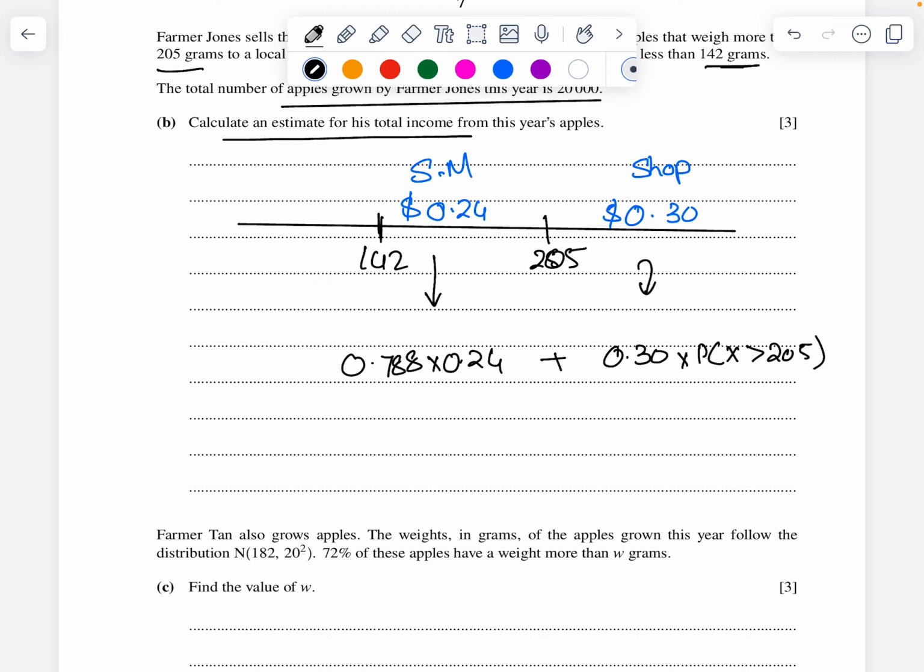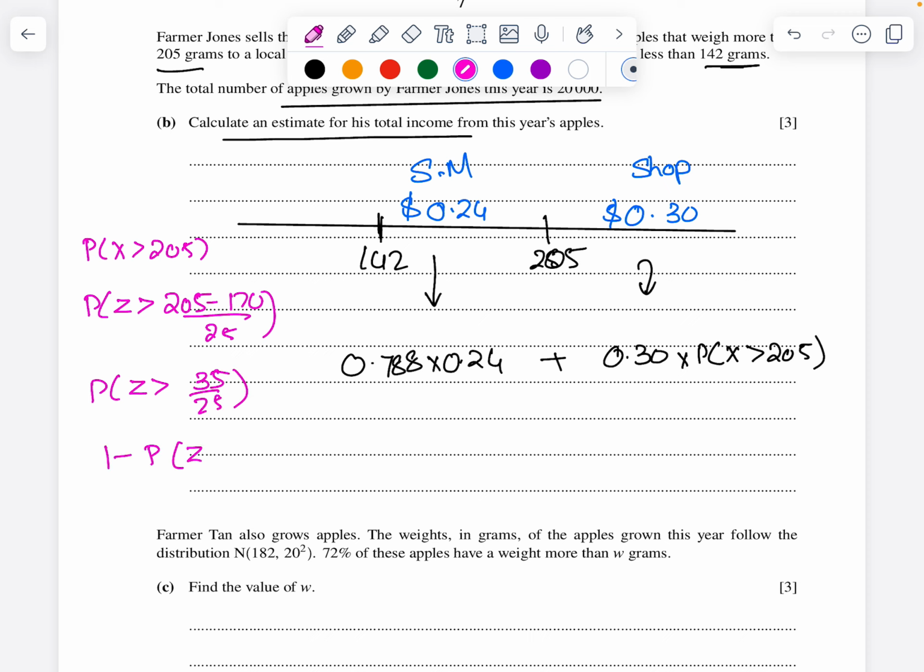So we have to find the probability of X greater than 205. Let's first find that. Probability of Z greater than (205 minus 170) divided by 25, so probability of Z greater than 35 upon 25. So 1 minus probability of Z less than 35 upon 25. So 1 minus this answer, 0.9192, is going to be nothing but how much? 0.0808.